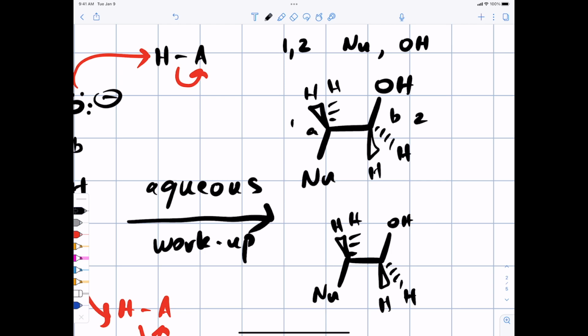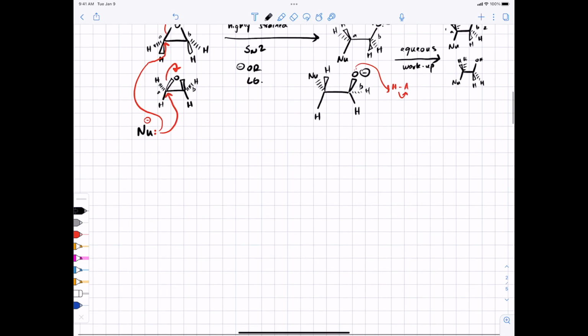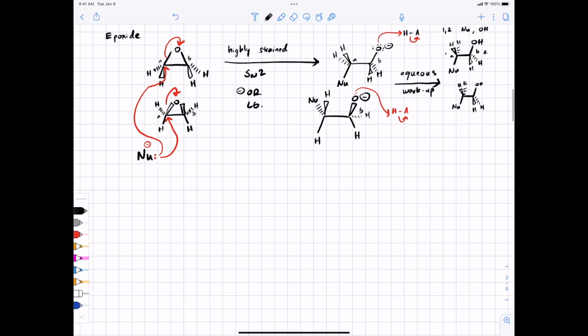We'll give you some examples of that in a little bit. Let's talk about epoxide opening regioselectivity. We'll do this at the same time as we do the stereochemistry.